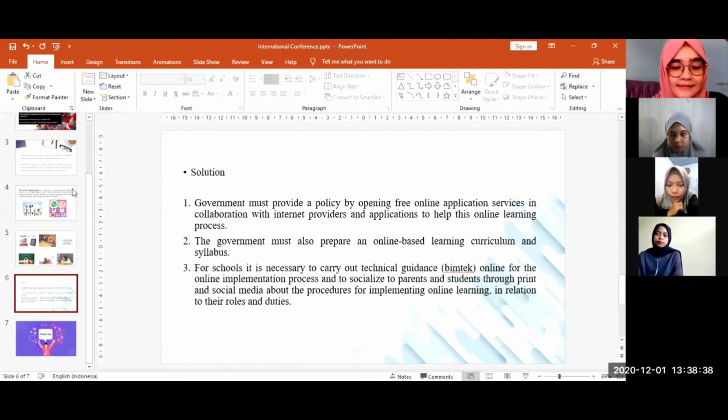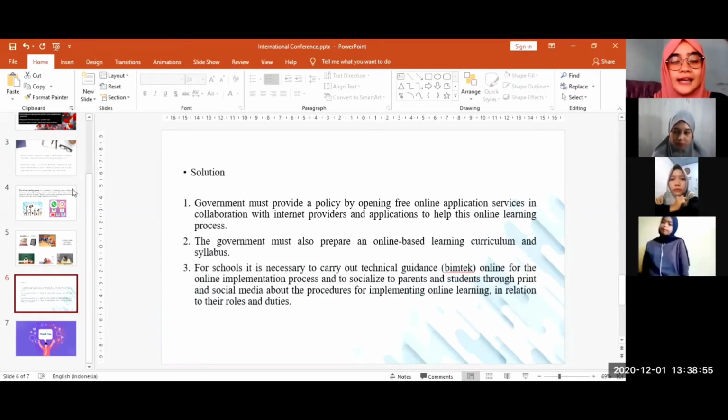And then the last is for schools, it is necessary to carry out technical guidance, or bimbingan teknis, BIMTEK, online for the online implementation process, and to socialize to parents and students through print and social media the procedures for implementing online learning in relation to their roles and duties.